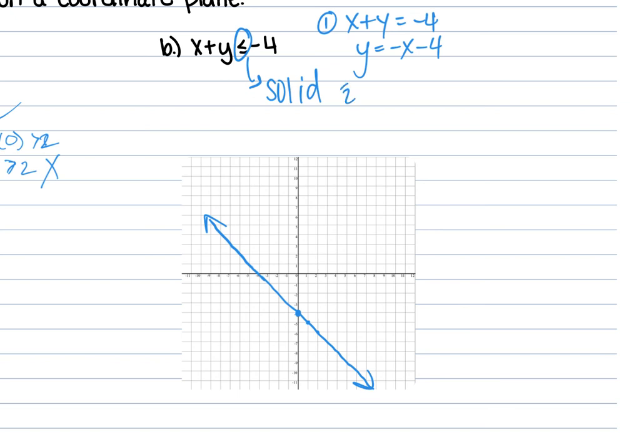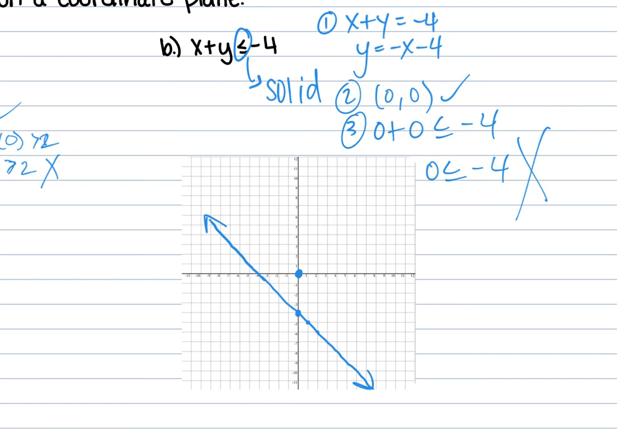See if 0, 0 works, okay? So step number 2, 0, 0. Can we use it? Yeah, because it doesn't go through our line. And then step number 3 is test it out. So 0 plus 0 is less than or equal to negative 4. Is 0 less than or equal to negative 4? No. Oh, yeah, it's negative. 0 is technically bigger than negative 4, right?